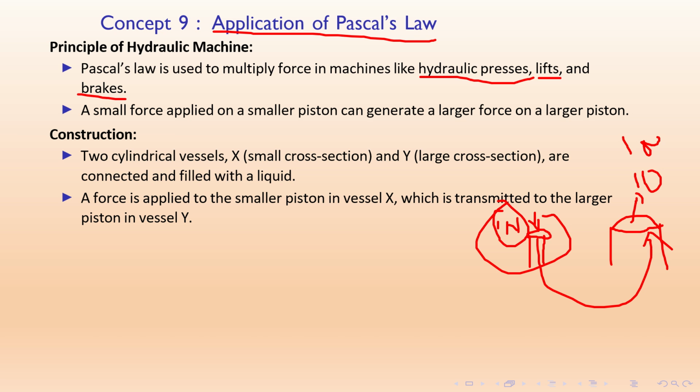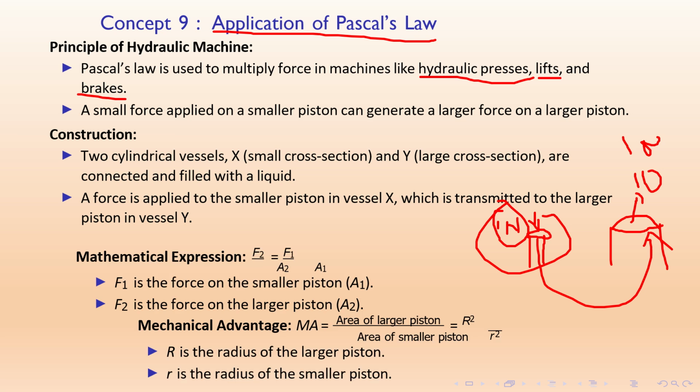So let us see here, he is telling the construction, how it works. Two cylindrical vessels, one of small cross section and the other of large cross section, are connected and filled with a liquid. Like this: if you are connecting them with this liquid, this is the larger piston and this is the smaller. When a force X is applied on the smaller piston, it is transmitted to the larger piston in the vessel, Y.